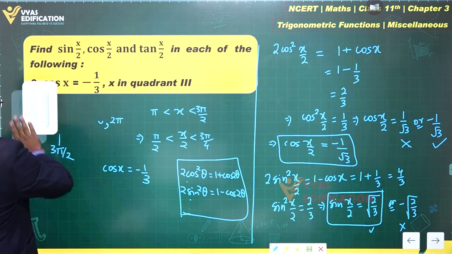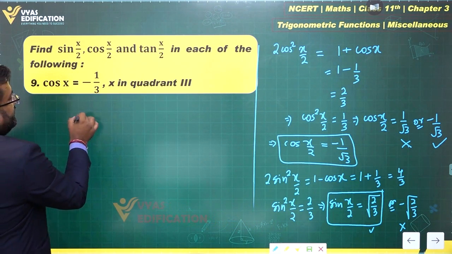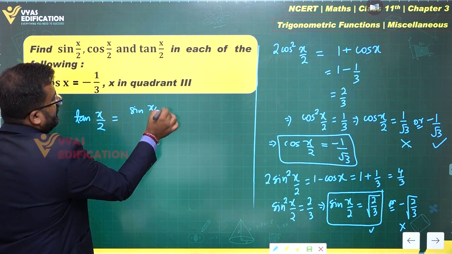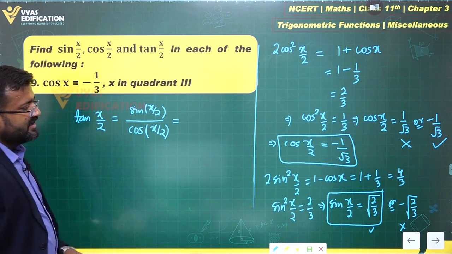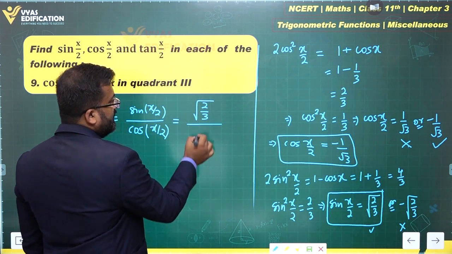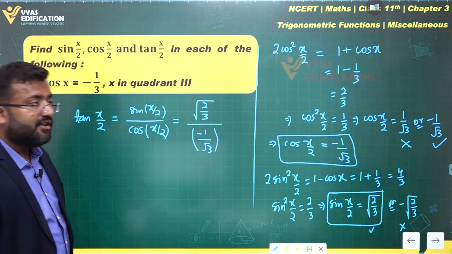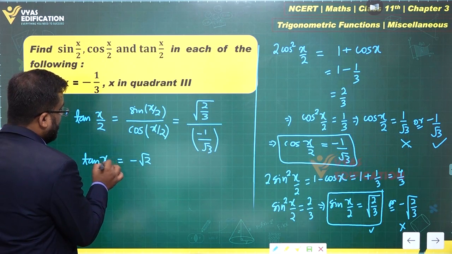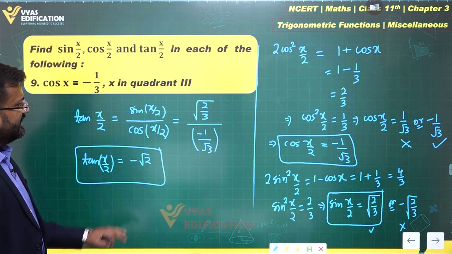Let me get rid of this whole thing over here. Tan x by 2 will be very simple after this. Tan x by 2 is sin x by 2 over cos x by 2. What is this? Sin x by 2 is square root of 2 by 3, divided by minus 1 by square root of 3. You see that square root of 3 in the denominators will get cancelled. This becomes minus square root of 2. Tan x by 2 is equal to this. That is my answer for this question. Right? That's all in this question.